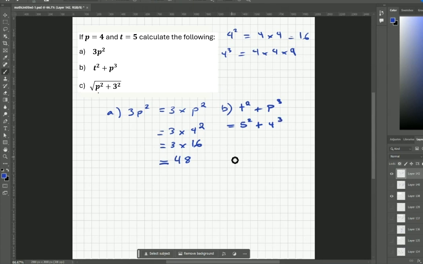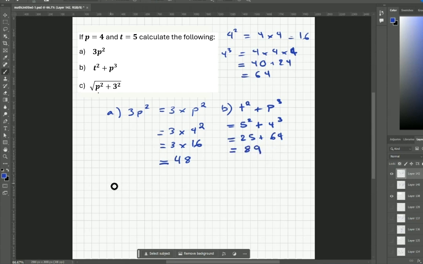Alright, now in this case it's 4 times 4 times 4, okay? 4 times 4 is 16. 16 times 4 is going to be equal to 40 plus 24, which is just 64. Right? 5 times 5 is 25, so it's 25 plus 64. Right, 25 plus 64 is 89.